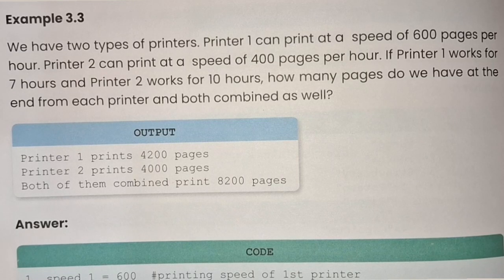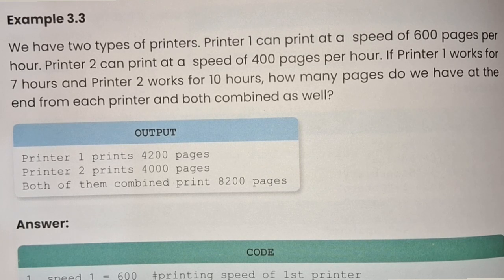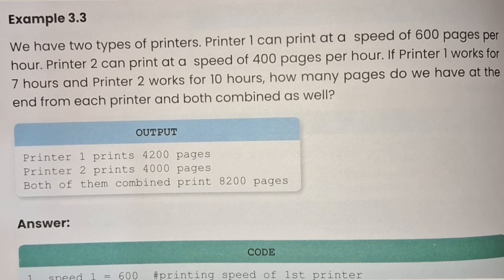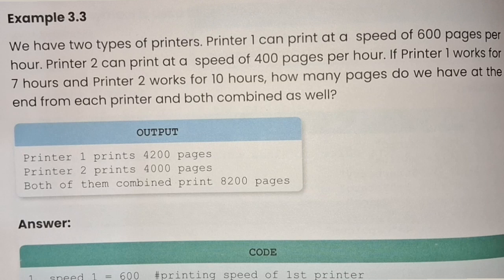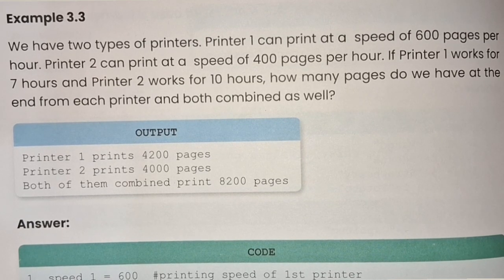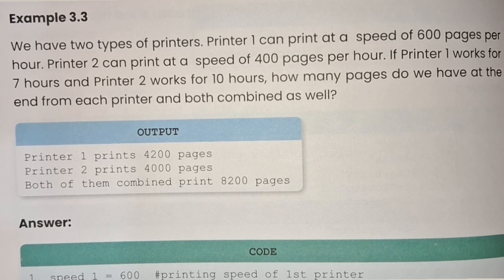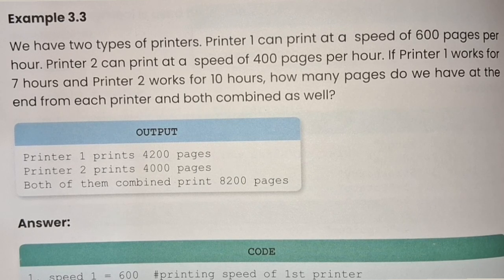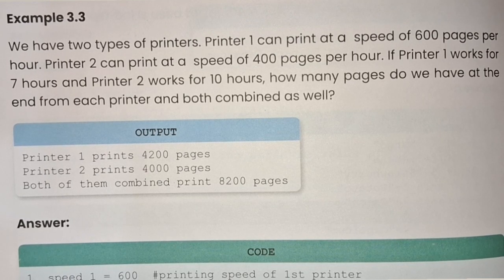Next we have example 3.3. We have two types of printers. Printer 1 can print at a speed of 600 pages per hour. Printer 2 can print at a speed of 400 pages per hour. If printer 1 works for 7 hours and printer 2 works for 10 hours, how many pages do we have at the end from each printer and both combined as well? Output is: printer 1 prints 4200 pages and printer 2 prints 4000 pages. Both of them combined print 8200 pages.